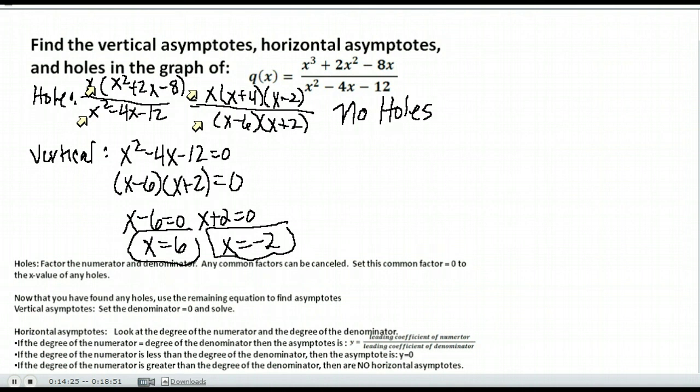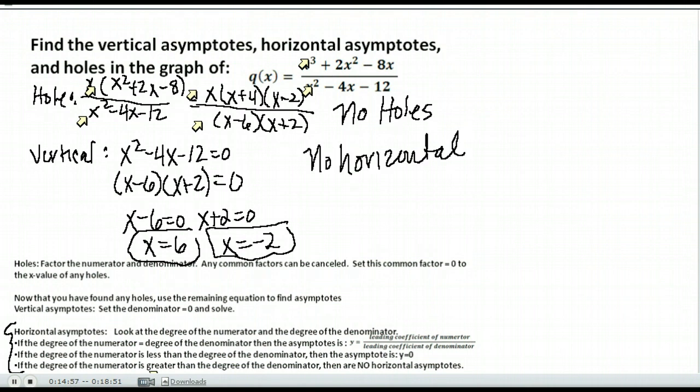Now I find horizontal, and remember horizontal asymptotes, we have our instructions down here. We look at the degree of the numerator and the degree of the denominator. The degree of the numerator is 3. The degree of the denominator is 2. So we look down and we have greater than, the degree of the numerator is greater than the degree of the denominator. And it says if that happens, down here on this bottom line, there are no horizontal asymptotes. So we have no horizontal either.